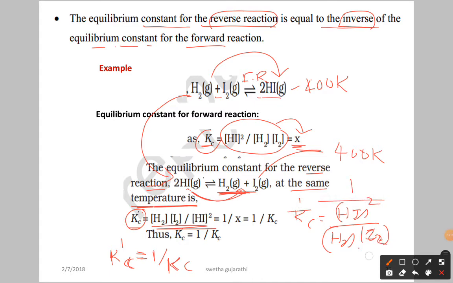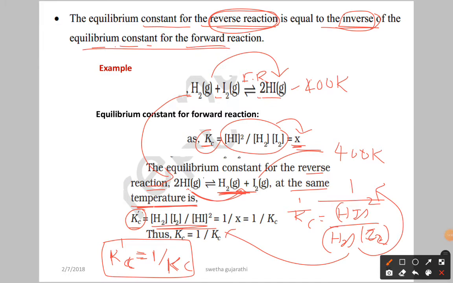So what happened? This will go to the numerator, and you get this value. So Kc prime is equal to 1 by Kc. If the reaction is reversed, then the equilibrium constant will be the inverse of the equilibrium constant of the forward reaction. For the forward reaction we have Kc, and for the backward reaction Kc prime will be equal to 1 by Kc. So important: if you go for the reverse reaction, simply take the inverse of the equilibrium constant. Based on this we have numericals also.